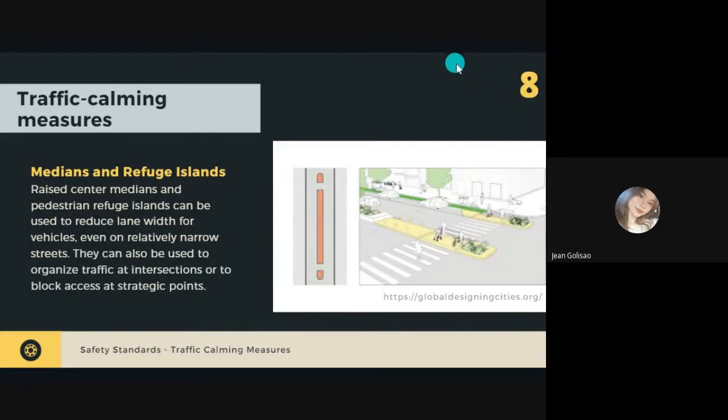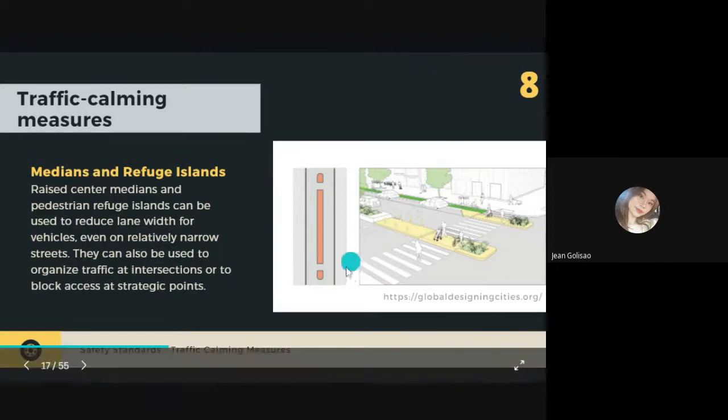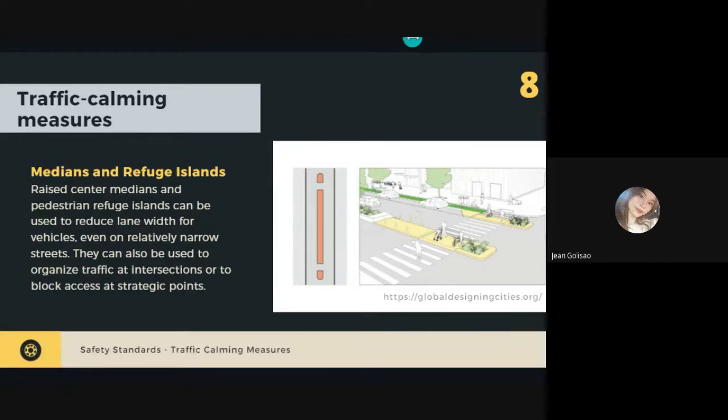Next, we have the medians and refuge islands. Raised center medians and pedestrian refuge islands can be used to reduce lane width for vehicles, even on relatively narrow streets. They can also be used to organize traffic at intersections or to block access at strategic points. We usually use this type of calming measure as resting areas whenever we cross the roads.